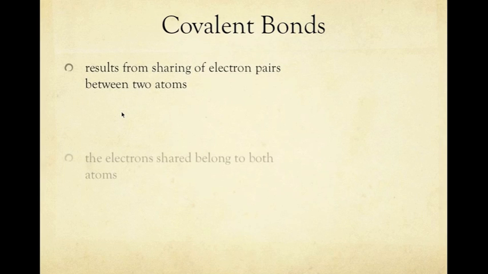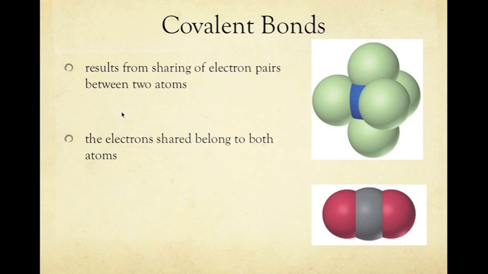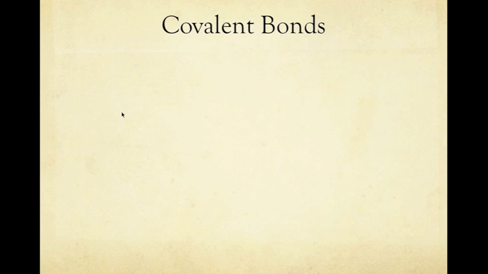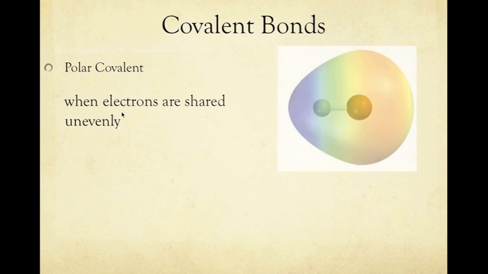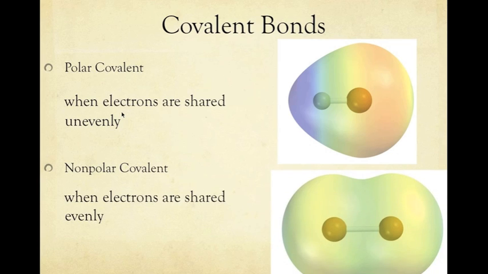Now, the next type of bond we're going to talk about is a covalent bond. A covalent bond results from the sharing of electron pairs between two atoms. The electrons shared belong to both atoms. So we see a pulling and tugging of an electron, kind of going back and forth. And they do this, remember, because all chemical bonds are just trying to get 8 valence electrons. Now, there are two types of covalent bonds that we're going to talk about: a polar covalent bond and a nonpolar covalent bond.